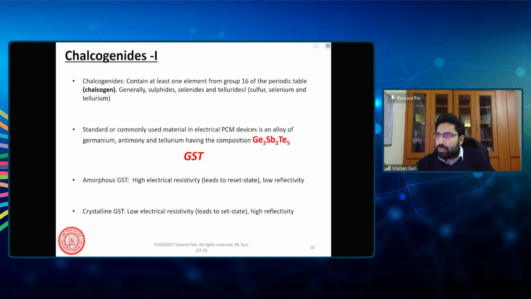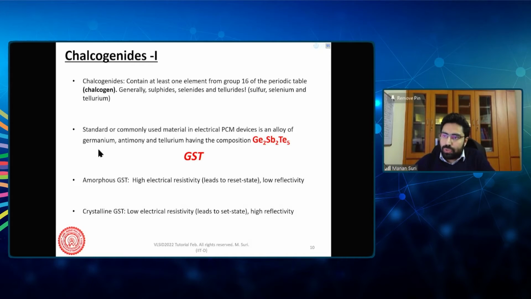So chalcogenides, if you look at your periodic table, the chalcogens, they must include either sulfides, selenides, or tellurides. So we are talking about different compositions or stoichiometries of elements such as sulfur, selenium, tellurium. So that is essential to start walking towards your phase change materials.